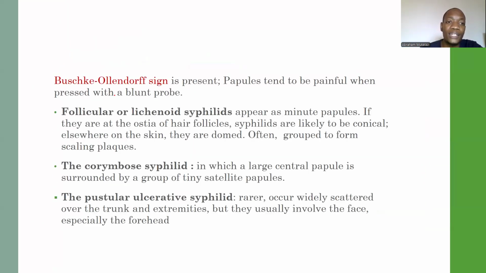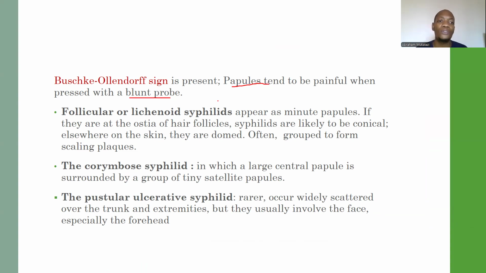Then we have another one, a phenomenon we call the Buschke-Ollendorff sign. In this case, someone will present with papules that are tender or painful when you press them with a blunt probe. This sign can be elicited in syphilitic lesions. So if someone has papules, maybe here on their hand, you get a blunt object like a ruler, then press on that lesion, and they usually get a little bit of tenderness in that area. So that's what we call the Buschke-Ollendorff sign that we can elicit in syphilis.